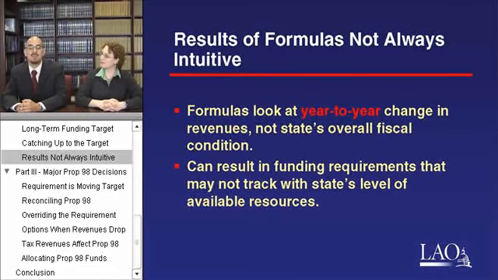Proposition 98 requirements may seem particularly confusing in years following large spikes or dips in state revenues, when intuitively, it may seem like the state should be spending more or less on education than the formulas require.